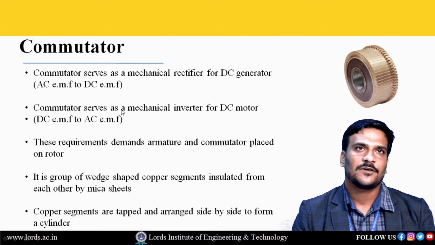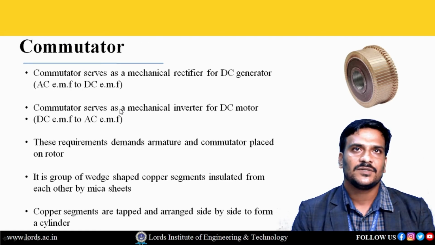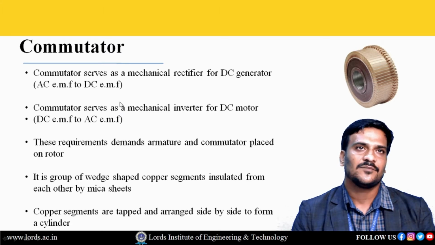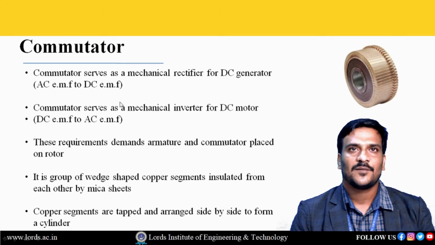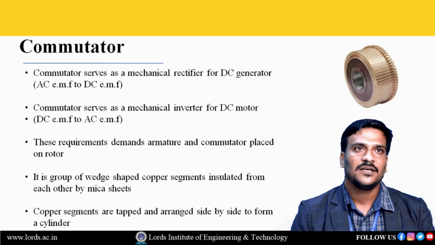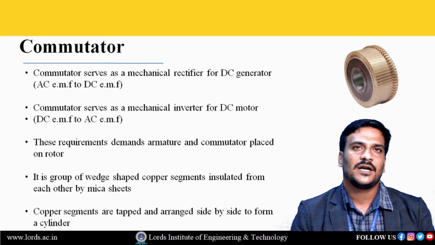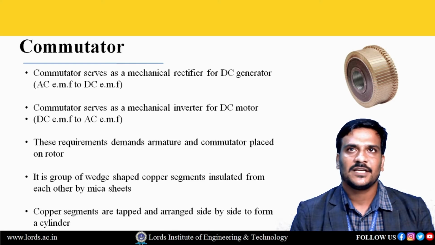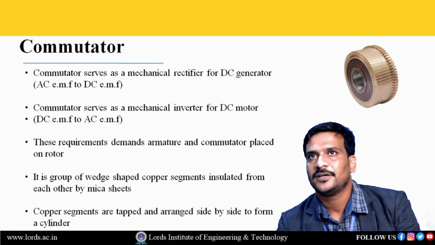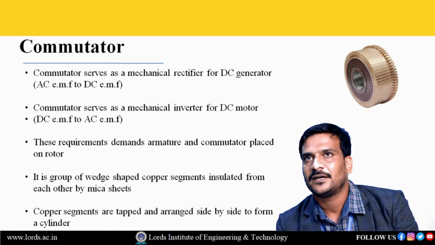So the main purpose of the commutator is to convert from AC to DC and DC to AC in case of a DC generator and DC motor. This function demands the armature and commutator to be placed on the rotor side of the DC machine. Generally, this commutator is made up of wedge-shaped copper segments. Here in this figure, you can see every part. So this is one wedge, this is one wedge, and this is one wedge.